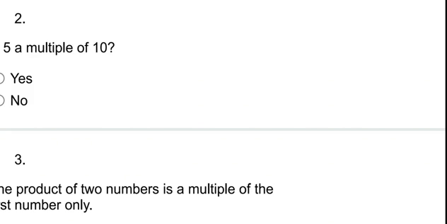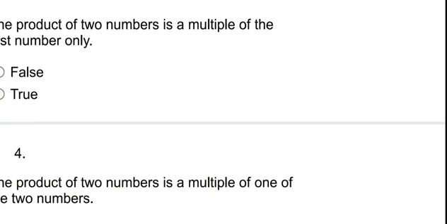Now, is 5 a multiple of 10? That's number 2. Is 5 a multiple of 10? 5 cannot be a multiple of 10 because you can see that it's less than 10. So it is a factor of 10. 5 is a factor of 10, while 10 is a multiple of 5. Is that clear? So 5 is not a multiple of 10, and the answer is no. I hope this is clear.